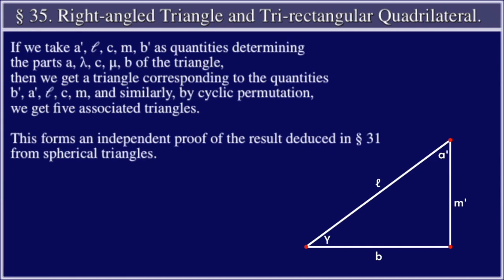If we take A prime L C M B prime as quantities determining the parts A λ C μ B of the triangle, then we get a triangle corresponding to the quantities B prime A prime L C M, and similarly, by cyclic permutation, we get 5 associated triangles. This forms an independent proof of the result deduced in section 31 from spherical triangles.